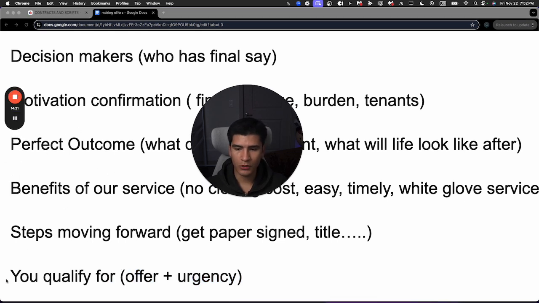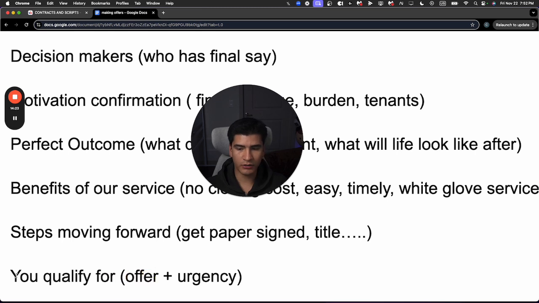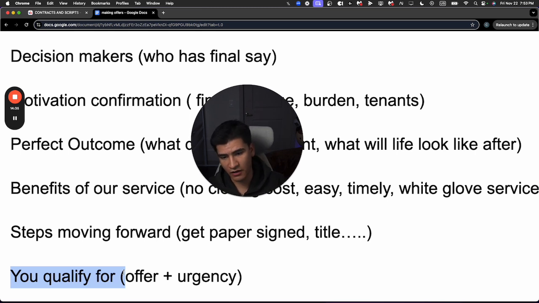Okay, cool. So you qualify for the offer. Pretty much that's how I do my pitch. A lot of people do it a lot of different ways. This is the part where you actually make the offer. So for me, I say, hey, according to my team, on the numbers we ran on the neighborhood and what we're planning on doing to the property, you qualify for this offer. This offer is only available for the next 24 hours.